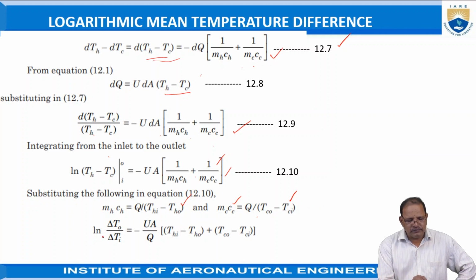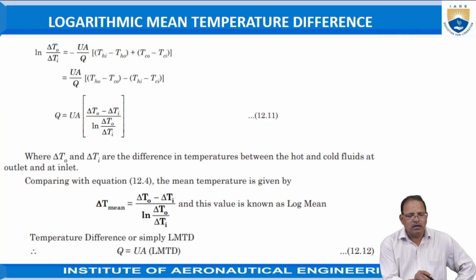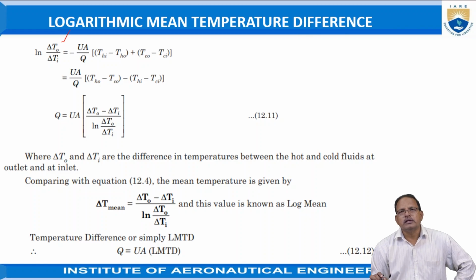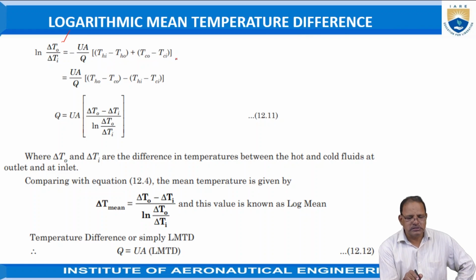From this relation we get that log of delta T_o divided by delta T_i is equal to UA divided by Q into (T_hi minus T_ho plus T_co minus T_ci). The same equation can be written as log of delta T_o divided by delta T_i equal to minus UA, where U is the overall heat transfer coefficient and A is the area, divided by the amount of heat energy exerted Q, which is equal to the sum of (T_hi minus T_ho) plus (T_co minus T_ci).